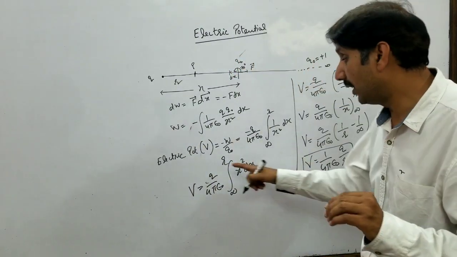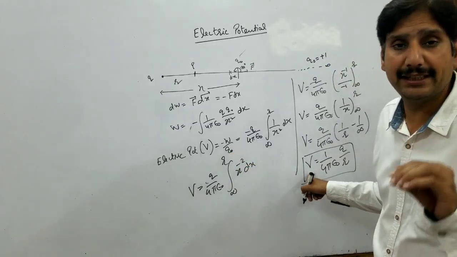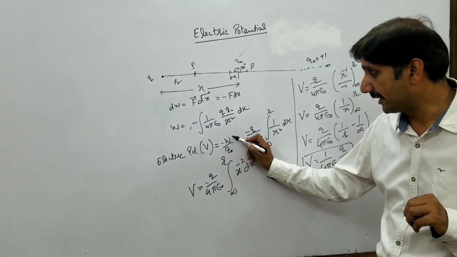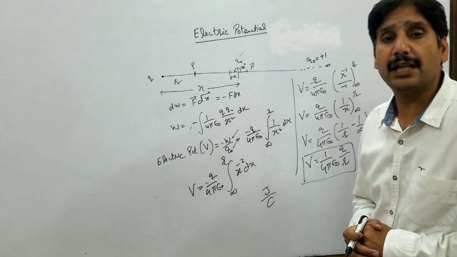Since it is work done per unit charge, and work done is a scalar quantity, potential is a scalar quantity. Its units are work done per unit charge, so units are joule per coulomb.